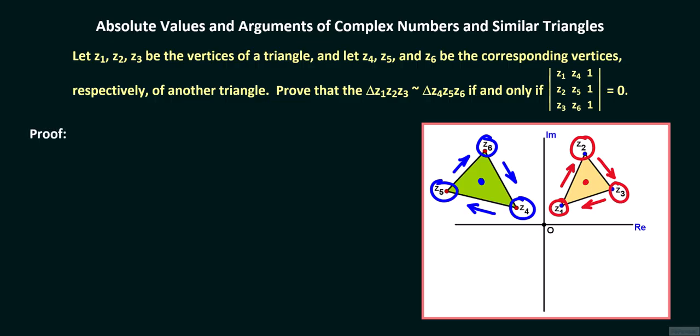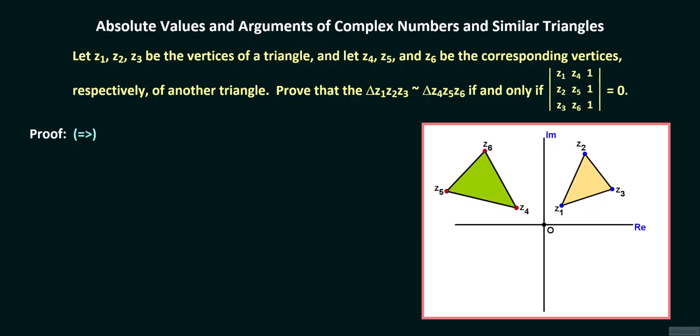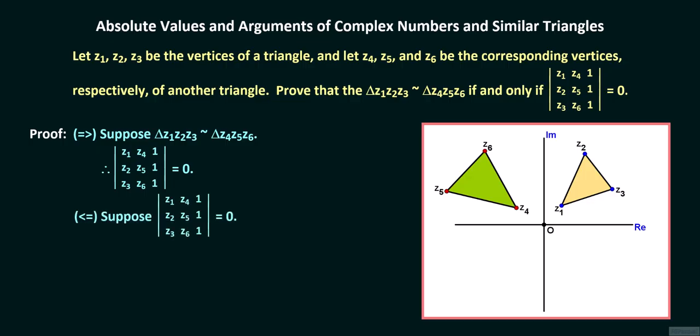Because the statement is an if and only if statement, there are two statements to consider. One statement or direction supposes that the two triangles are similar. Then we have to show that the determinant is 0. The other direction supposes that the determinant is 0. Then we have to show that the two triangles are similar.